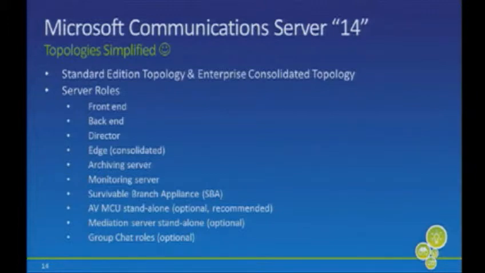We have our director, our edge server. This is what sits in a DMZ and what allows the external connectivity for remote users. It's what allows federation to other organizations and federation to the public IM cloud as well. We have archiving and monitoring server roles. We have a new one now for 14 that pops in here, the Survivable Branch Appliance.